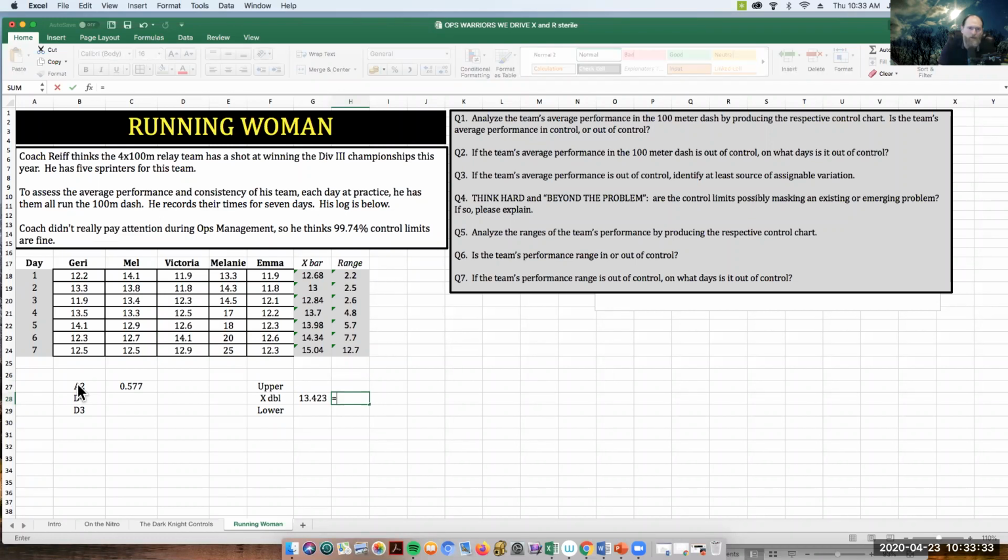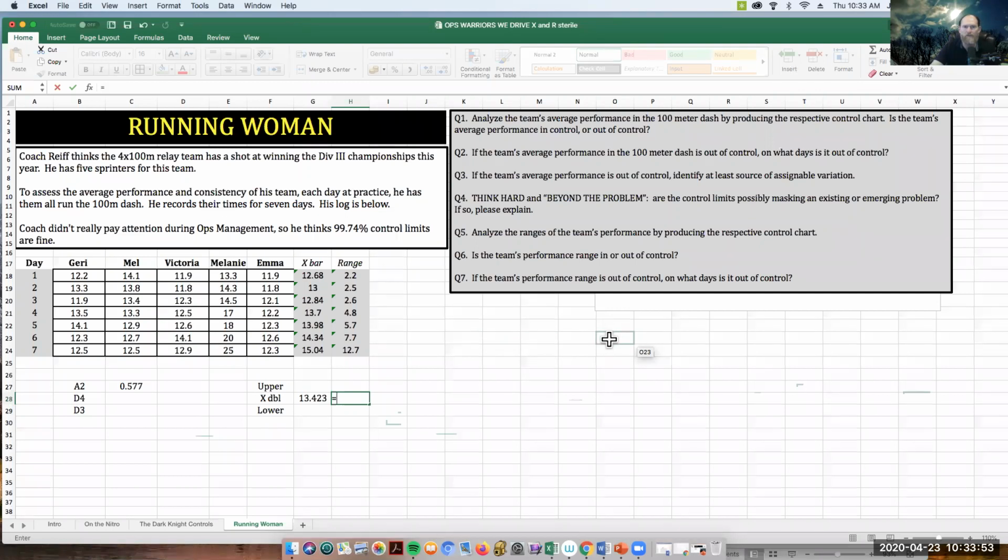Luke, how do I figure out what R bar is? Sorry, were you asking me? Yep. My laptop just died. I'm plugging it back in right now. I'm sorry. Okay, that's all right.